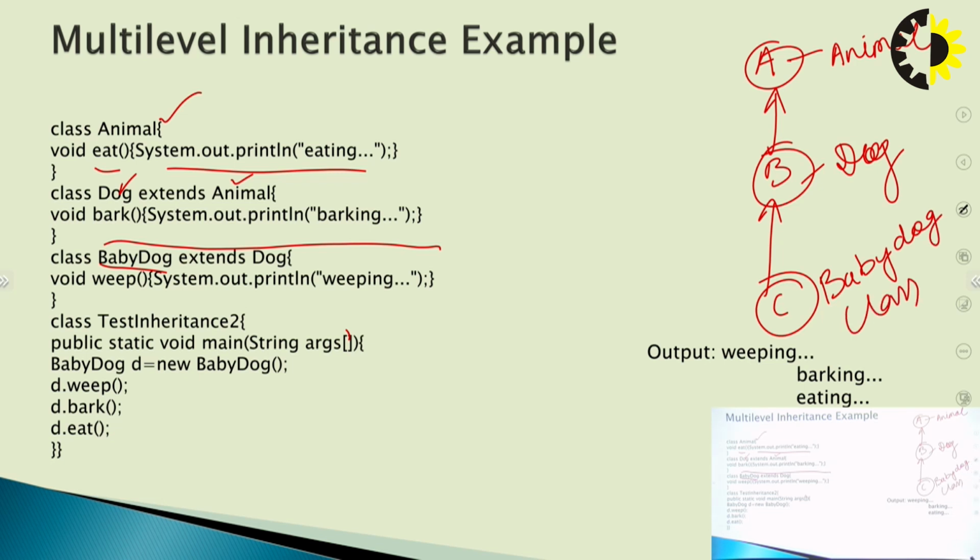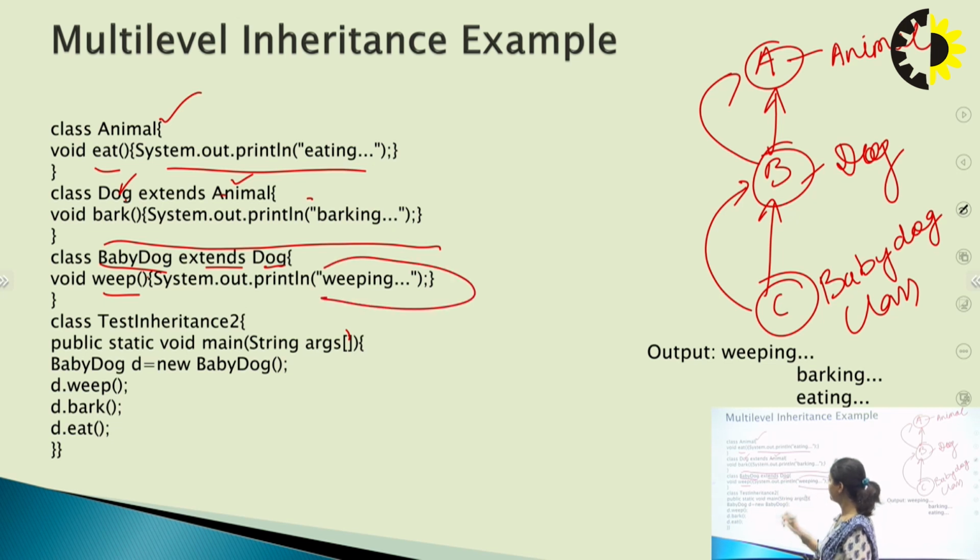Like this. So animal may be your cat, maybe your dog, and the dog will be having its child, baby dog. Here the dog will be extending animal and the baby dog will be extending the dog class. It is extending this and the B is extending A. That will be containing a method named weep, and the weep will be printing a weeping statement in this.